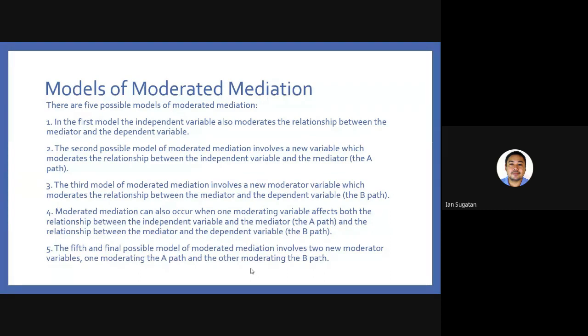Number 4, moderated mediation can also occur when one moderating variable affects both the relationship between the independent variable and the mediator, which is your path A, and the relationship between the mediator and the dependent variable, the B path. And then the fifth and final possible model of moderated mediation involves 2 new moderator variables, one moderating the A path and the other moderating the B path.